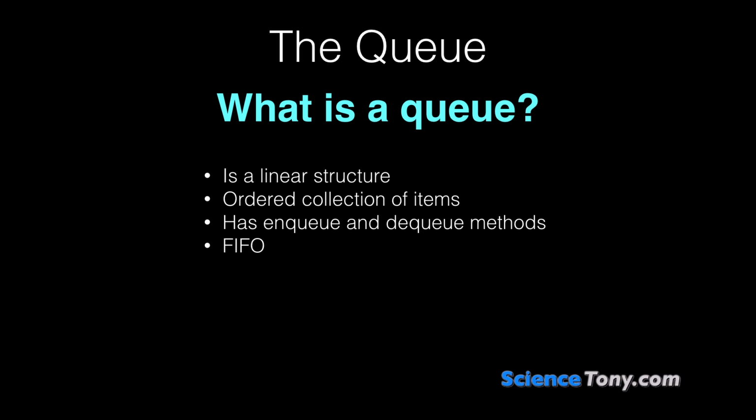What is a queue? A queue is a linear structure, a bit like a stack in that respect. And it's also an ordered collection of items, which a stack would be the same thing. It has enqueue and dequeue methods. Where it really differs from a stack is in the first in, first out structure of it. There are some differences in enqueue as well, which you'll see in the coding part.